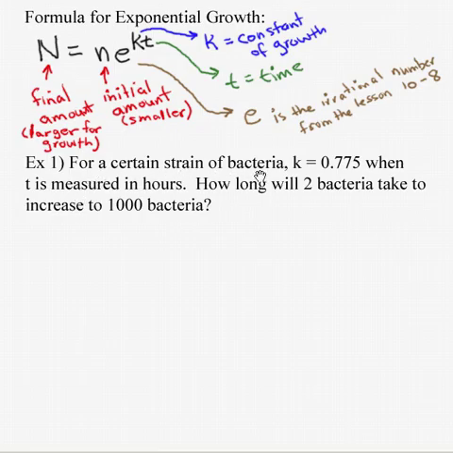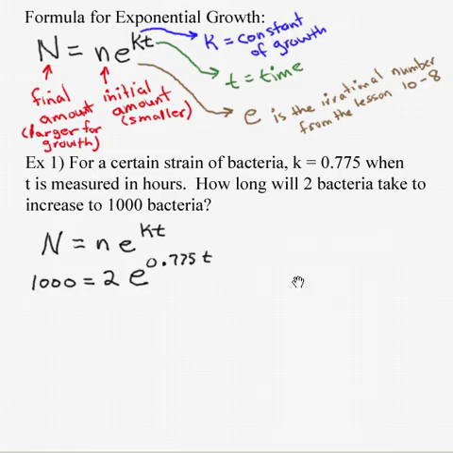For a certain strain of bacteria, the constant is 0.775 when t is measured in hours. How long will it take for 2 bacteria to increase to 1,000? So let's start with our exponential growth formula. The final amount, capital N, is equal to the initial amount, lowercase n, times e raised to the kt power. e is that exponential growth and decay number.